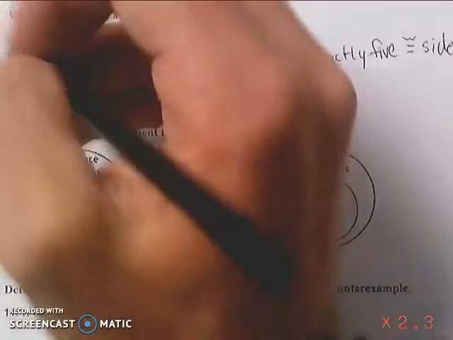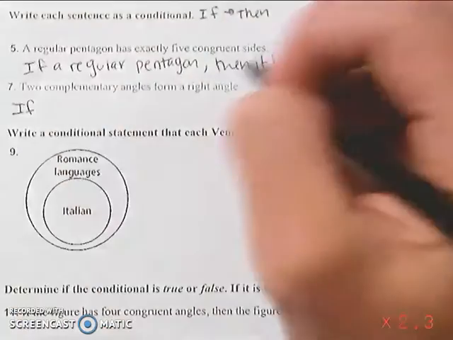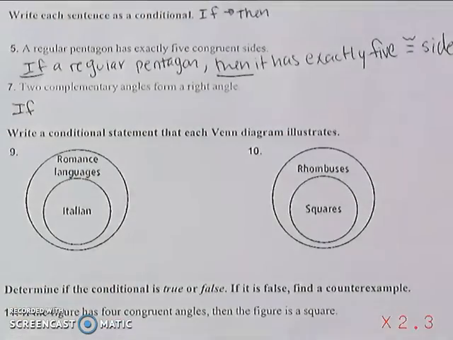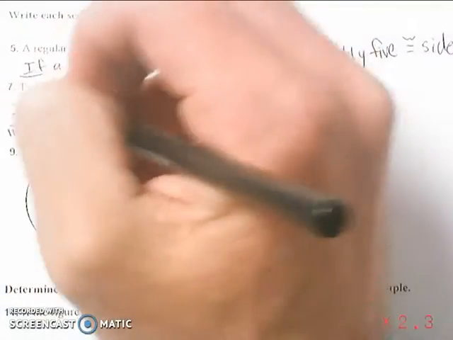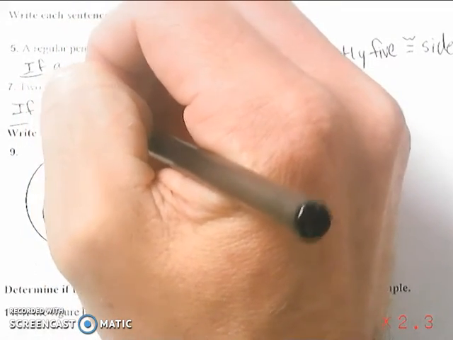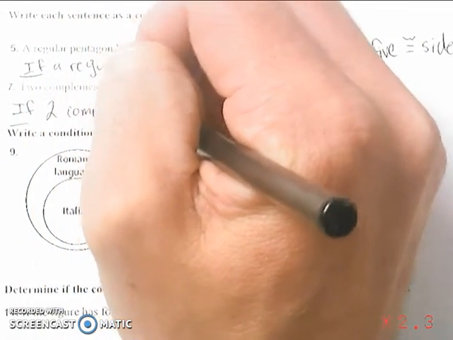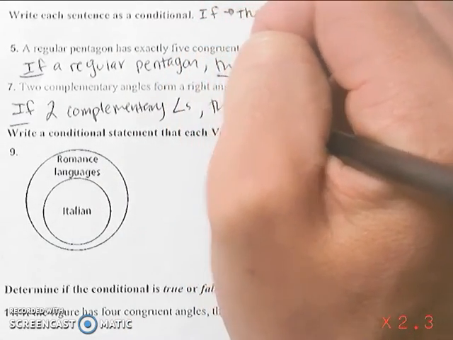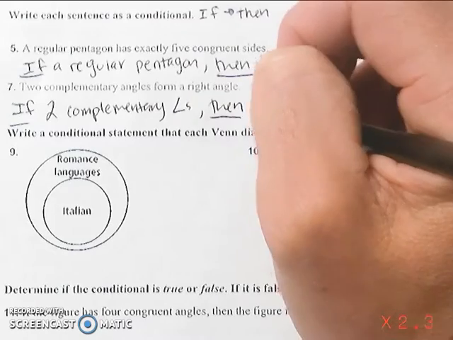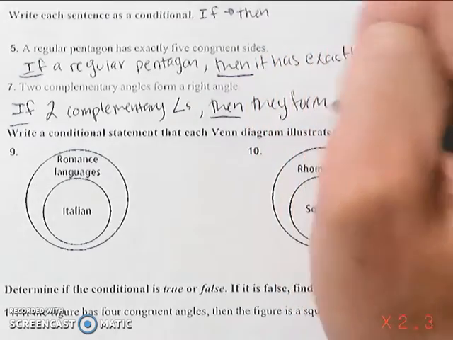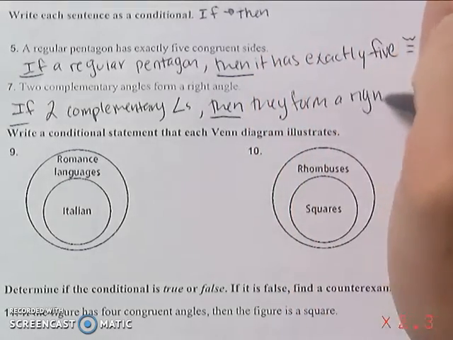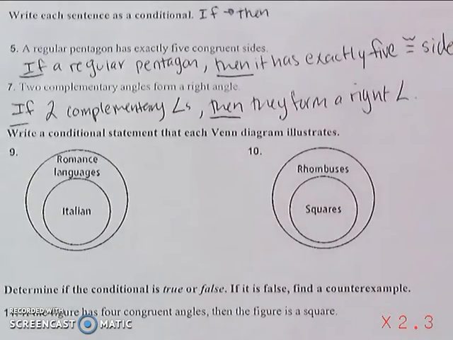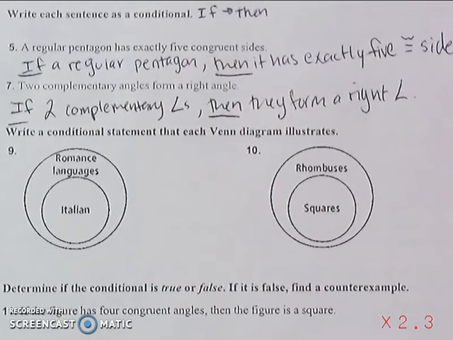Next it says 2 complementary angles form a right angle. So we can say if, the if and then is our key, right, from the last one. If 2 complementary angles, then they form a right angle. So again, if and then, those are the important pieces to this.